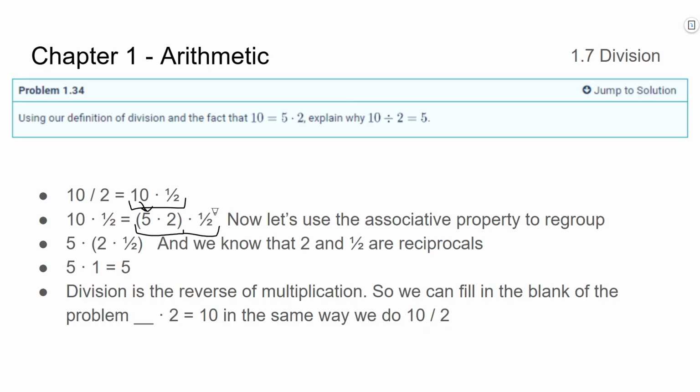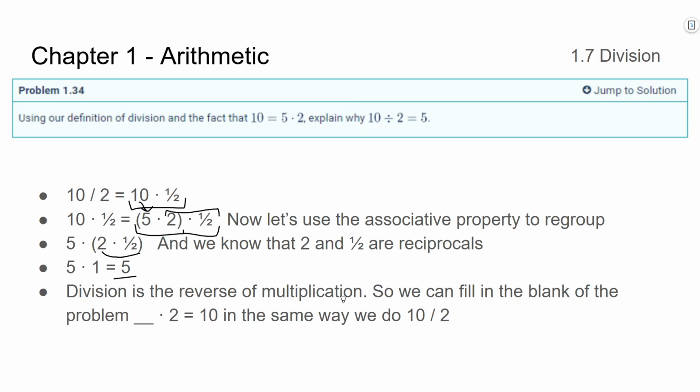Again, we can use the associative property. We've been doing stuff like this a lot. We can now regroup and put this 2 and this 1/2 together, because then that makes it easy. So now we have 5 times 2 times 1/2. Well, right here, we know what this is. That's the identity right there. That's going to be 1. So now we have 5 times 1, and that's going to be 5.